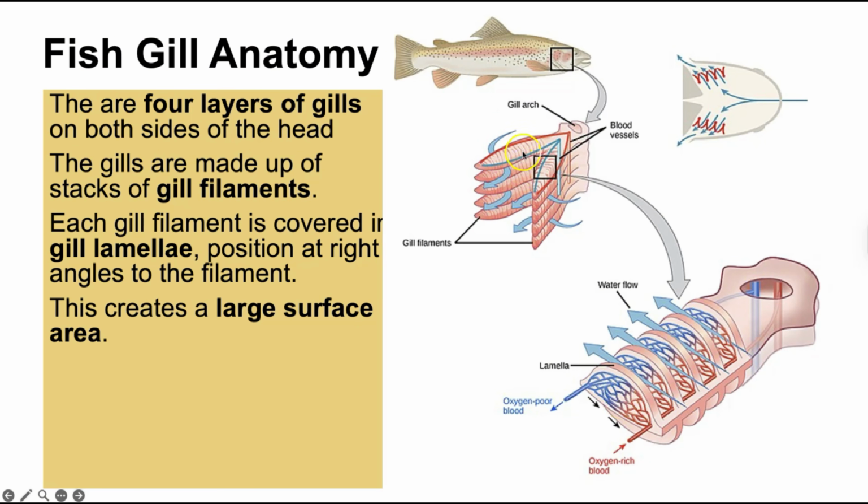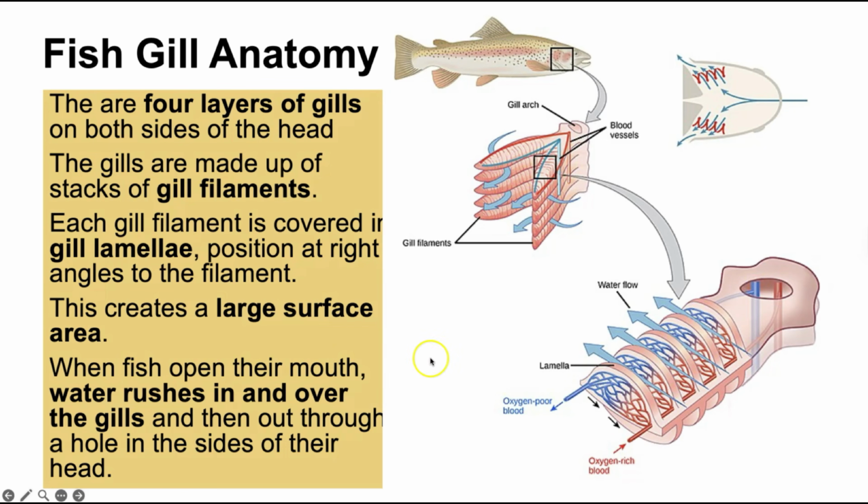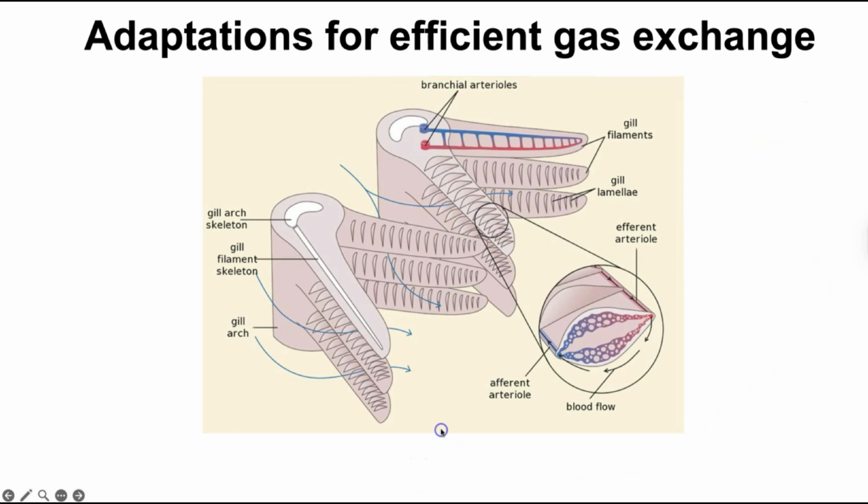So because you have gills on both sides of the head, you then have lots of gill filaments, and every gill filament is covered in lots of gill lamellae. That is what provides the large surface area for gas exchange. And when the fish opens its mouth, water rushes in and it goes through. There's a hole in the side of the head, which you can see here. So that causes the water to move in, goes over the gills and comes out the other side. And as the water flows over the gills, the gas exchange will happen at the gill lamellae.